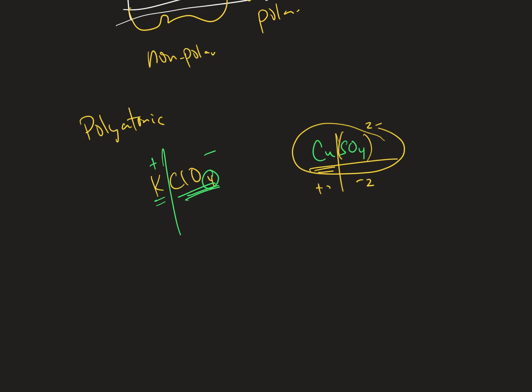This side has to be +2. There's only one copper, so it takes all of the charge. So this is copper, Roman numeral 2, sulfate.